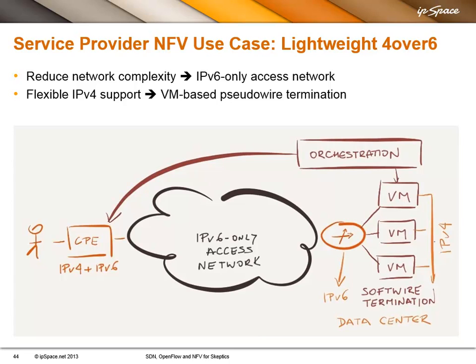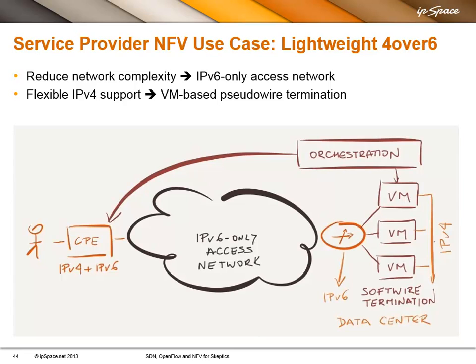They decided to have an IPv6 only access network. They said IPv6 is the way to go. We are building a new network, so we will go with IPv6, but we will not go with dual stack because dual stack just increases complexity. We want to reduce the complexity. We will have IPv6 only access network, and that's it. For IPv4, we will build 4/6 tunnels.